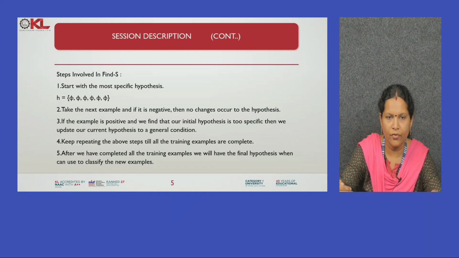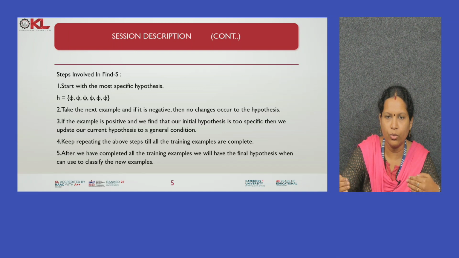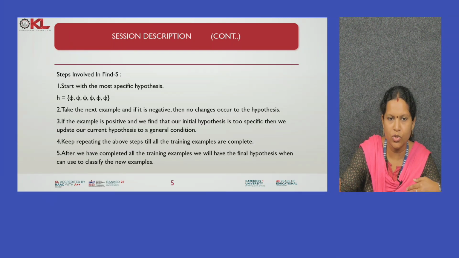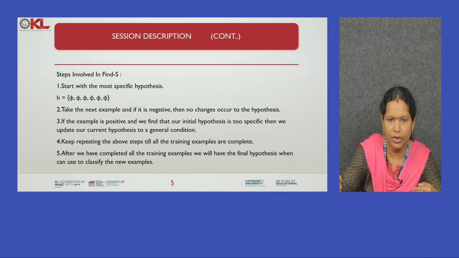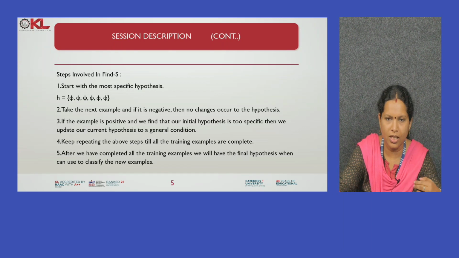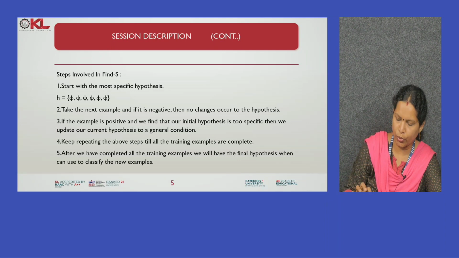So for each and every positive value we are going to find the hypothesis and have to compare each and every attribute with the previous example. So we have to repeat the steps until all the training examples are complete. After we have completed all the training examples, we find the hypothesis which we can use to classify the new examples.